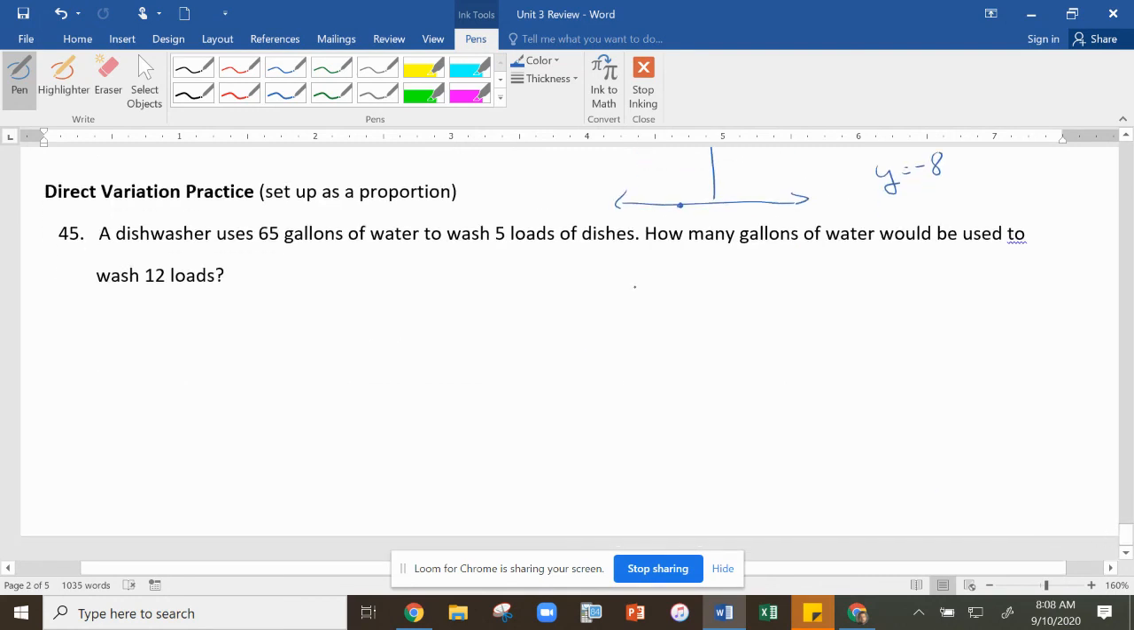All right, the last one is a direct variation. And so 65 gallons of water for 5 loads of dishes is the same thing as how much water for 12 loads. Cross multiply, you're going to get 5x equals 65 times 12, which is 780. And then you divide both sides by 5, and you get x is equal to 156.